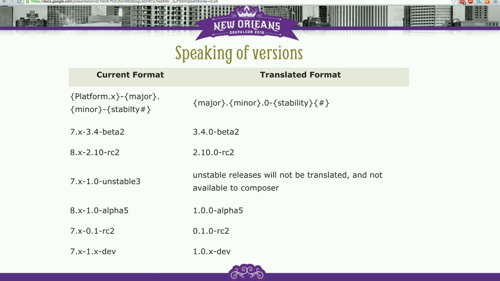All right, so speaking of versions, this is just kind of a map of how we decided to map our current versions to the existing versions, and it's relatively simple. For the composer JSON files and then the metadata, we're just dropping our notion of platform, and we're adding an additional zero in for a patch level thing. So a 7.34 beta 2 becomes 3.4.0.